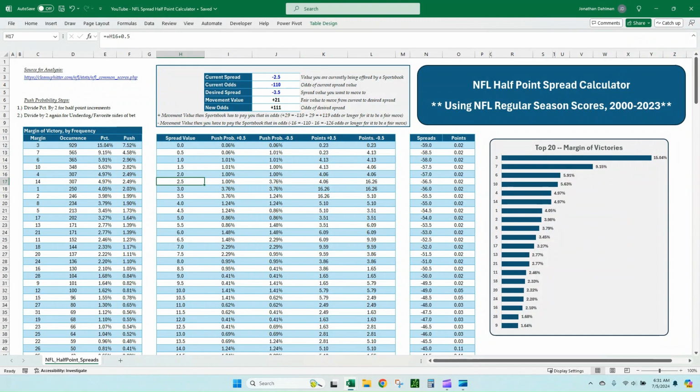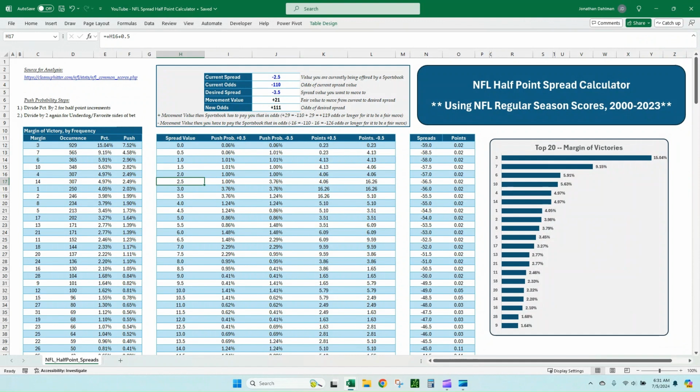I've got a free download, which I have pulled up here on the screen, which is an NFL half point spread calculator. I'm going to walk through how to make sense of half point spread movement, because if you've done any research on it, I feel like it's pretty ambiguous and it's hard to understand how the movement happens, how the point values are derived.